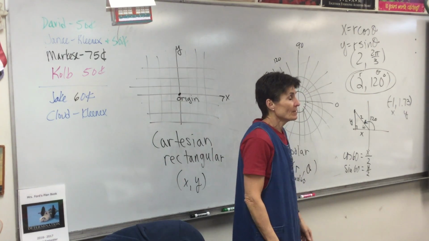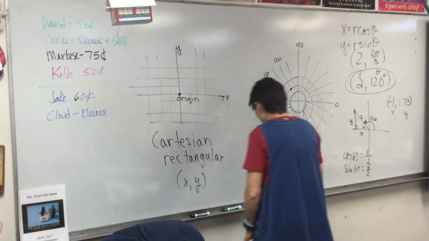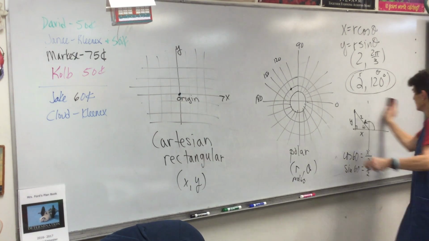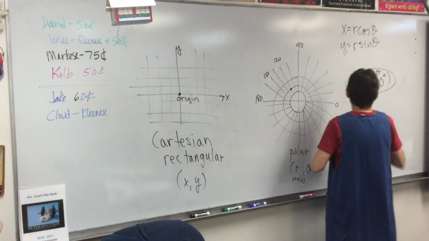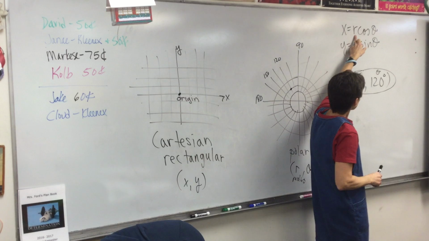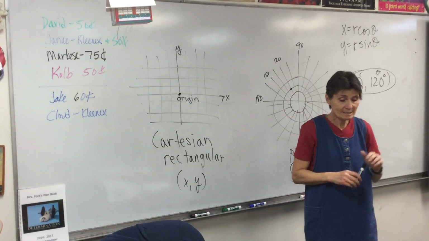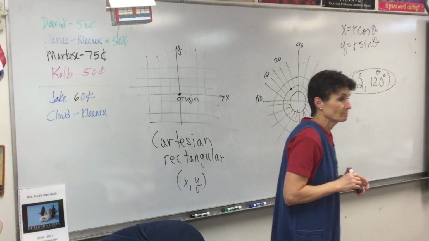Now, here's what I want you to do real quick. I want you to forget about all this stuff we just did. And I want you to type into your calculator, here's your r, here's your theta. I want you to type in 2 cosine 120. What does it say if you type 2 cosine 120?